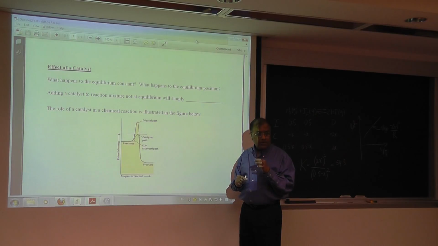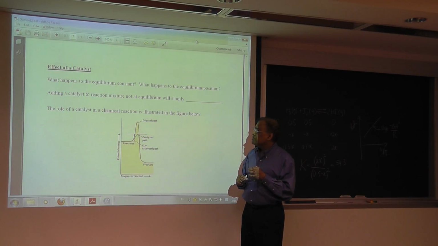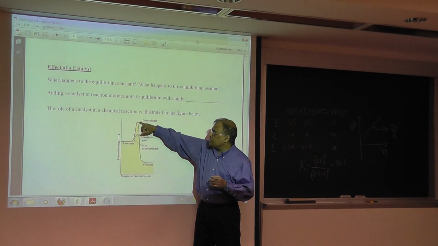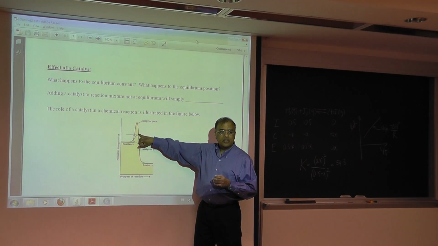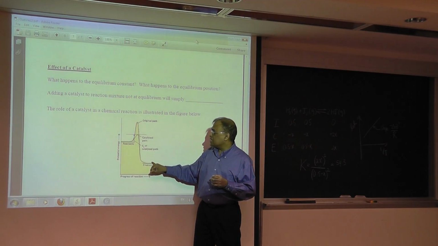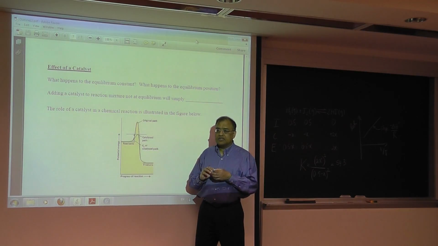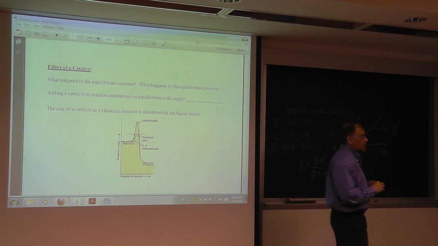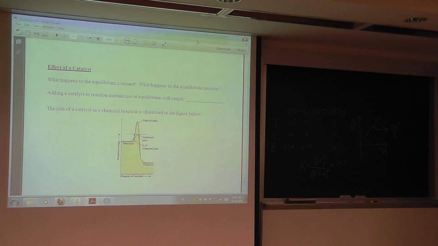So the equilibrium constant doesn't change, and the equilibrium position also doesn't change. What a catalyst does is merely reduce the activation energy between the reactants and the products. It speeds up the chemical reaction, equilibrium is reached quicker, but the equilibrium position and the equilibrium constant remain unchanged.